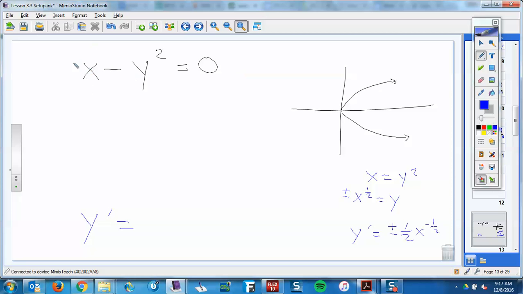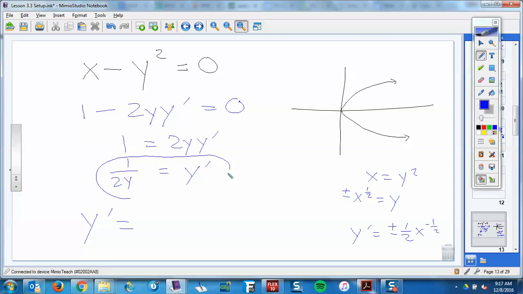So what's the derivative of the left side? Okay, derivative of x is 1 minus 2y y prime equals the derivative of 0, still 0. Now we just got to solve for y prime. So I would just add the 2y y prime over, and then I would divide by 2y. Understand that in your answer, you're going to end up with both x's and y's a lot of the time, or in this case, just y's. That's okay. In an implicit differentiation problem, you may end up with just y's.